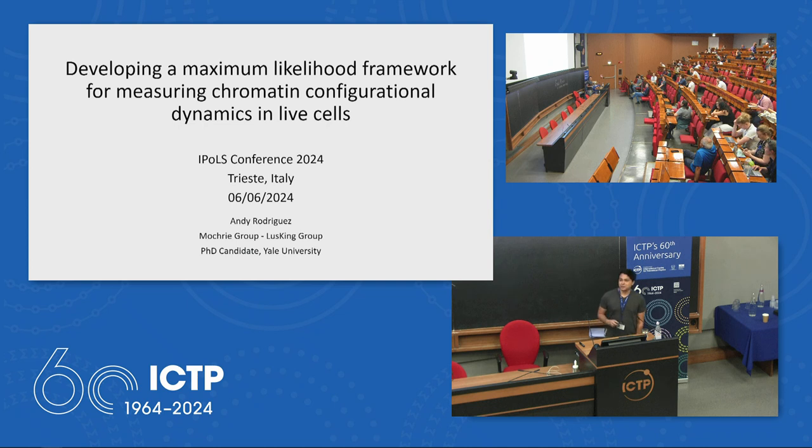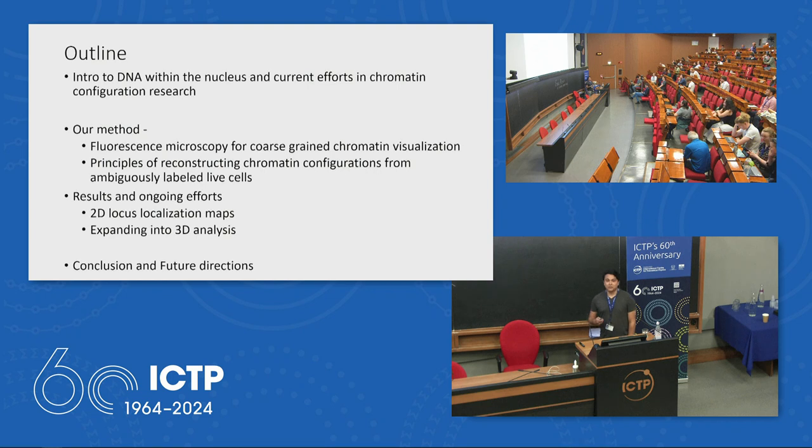Today, I'll be talking to you about some early stages of a project we've been working on over the last year or so. The title of the talk is Developing a Maximum Likelihood Framework for Measuring Chromatin Configurational Dynamics in Live Cells. Quick outline: I'll give you a quick intro. We've heard a lot about DNA within the nucleus, but I'll give you a little state of the field for chromatin configuration research. I'll go into our methodology, specifically the fluorescence microscopy we've been developing, and how we plan on using that fluorescence microscopy data, and then finally show you some early results and some conclusions.